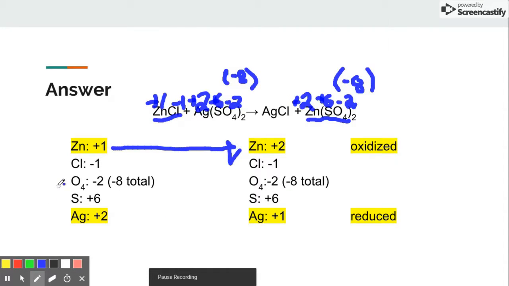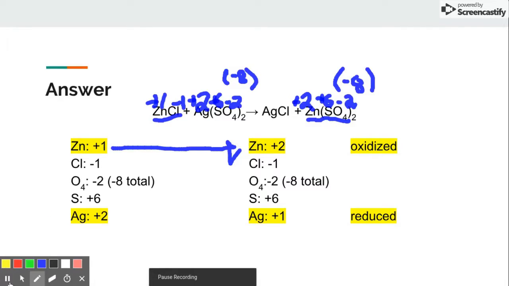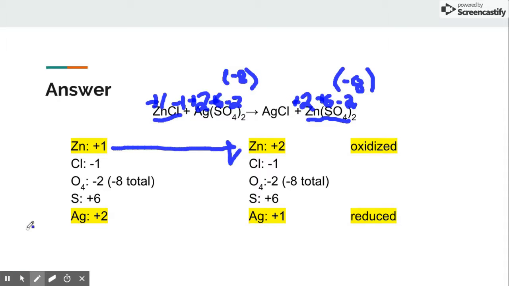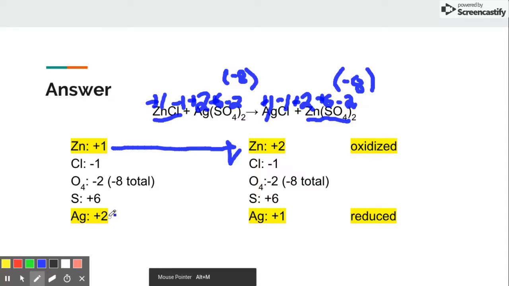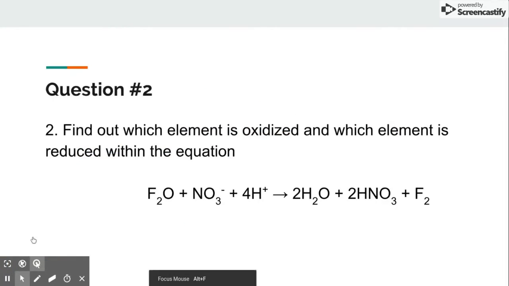Now, if we look at the silver 2 sulfate, we can see that the silver has an initial oxidation number of +2. However, after the reaction, we see that the silver has paired up with the chlorine to create silver chloride, and since chlorine has an oxidation number of -1, we can predict that the silver should have an oxidation number of +1. The decrease in the oxidation number of silver from +2 to +1 indicates that the silver was reduced and that the atom had gained an electron during the reaction.